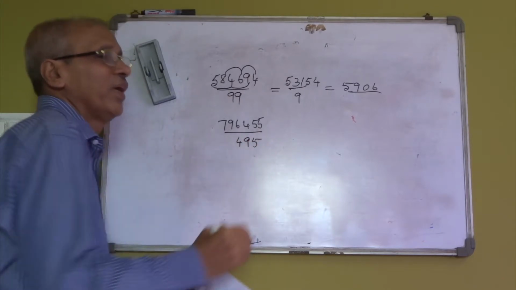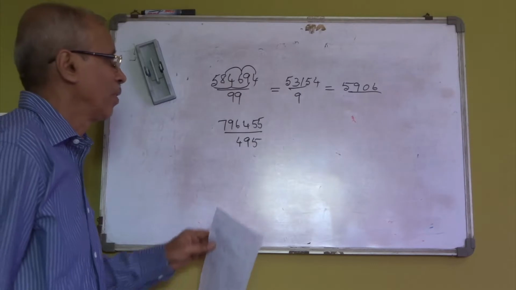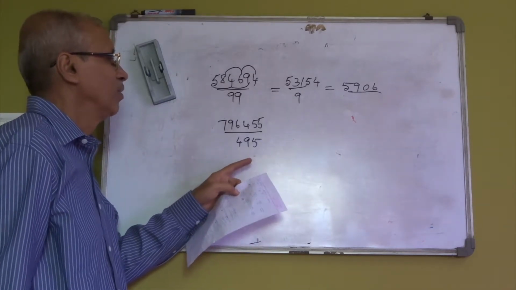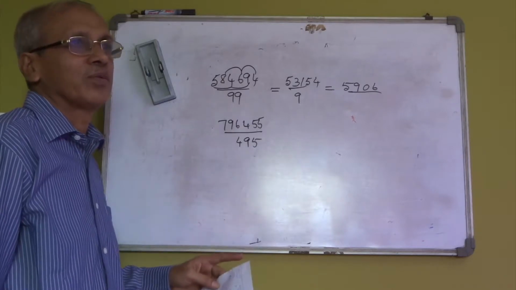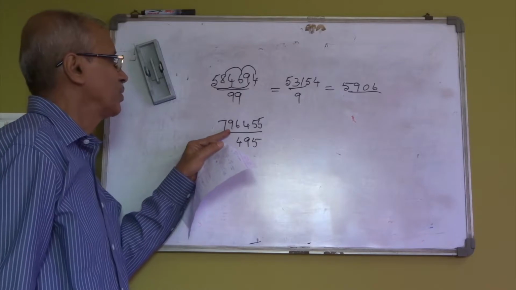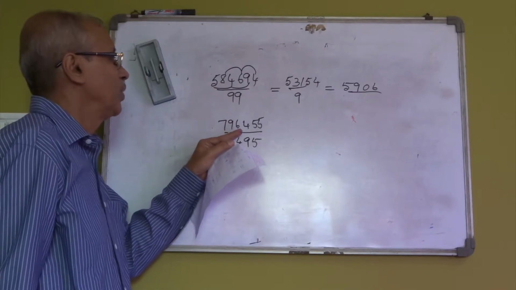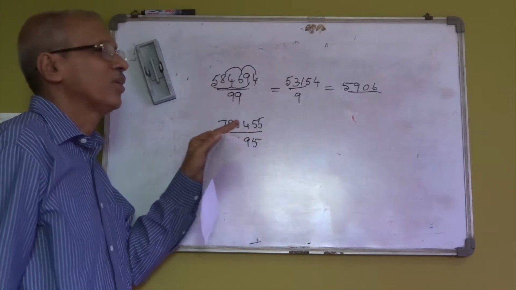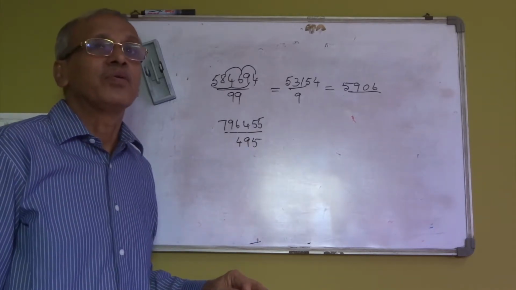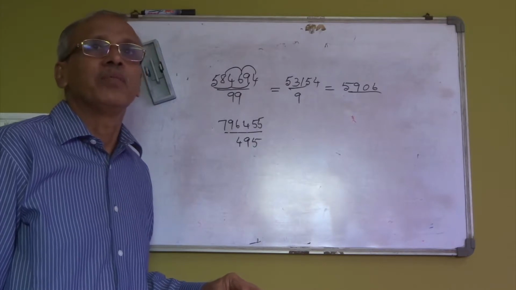It is ending with 5, so it is a multiple of 5. 4 plus 9, 13, plus 5, 18. So it is a multiple of 9 also. So 9 and 5. Numerator: 7 plus 9, 16. 22, 26, 36. That is also a multiple of 9. 9 5s are 45. It is difficult to divide by 45. So we will divide by 15.